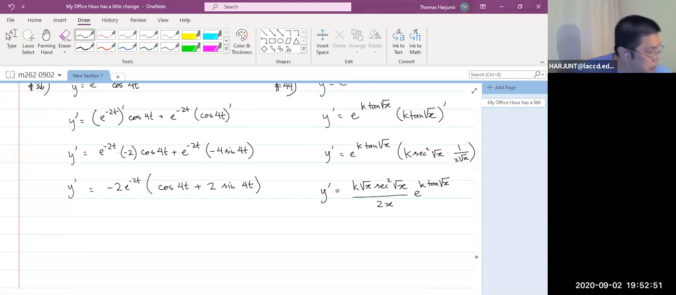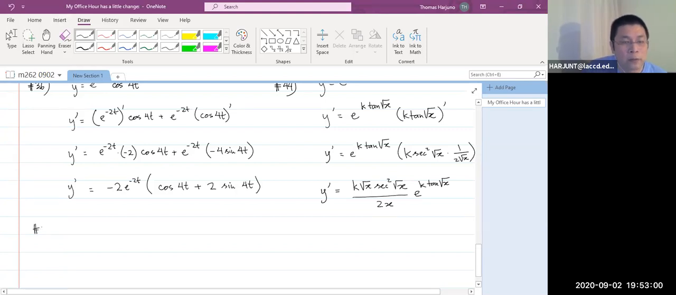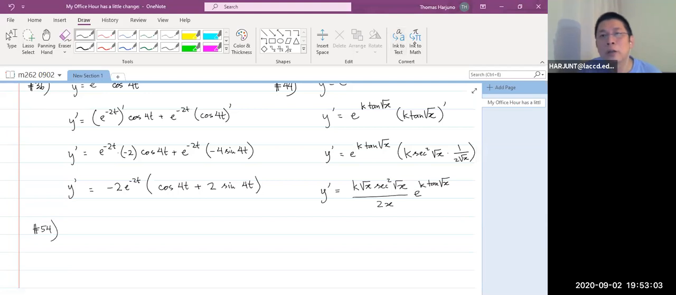How about number 54? Will you mark points off if we don't rationalize the denominator? When the question is this simple, I will. Yeah, that's usually because you don't really rewrite it, make it in a nicer form. But I understand some cases it's way too complicated, such that you just leave it like that. But for this simple one, yes, I will penalize.